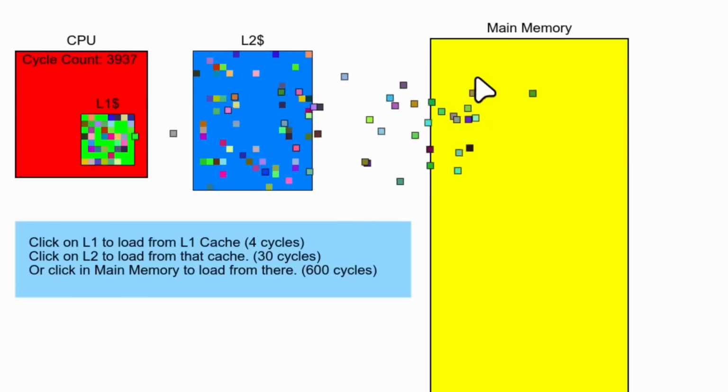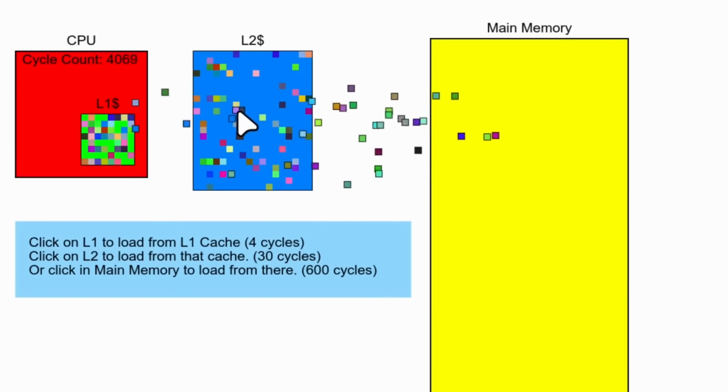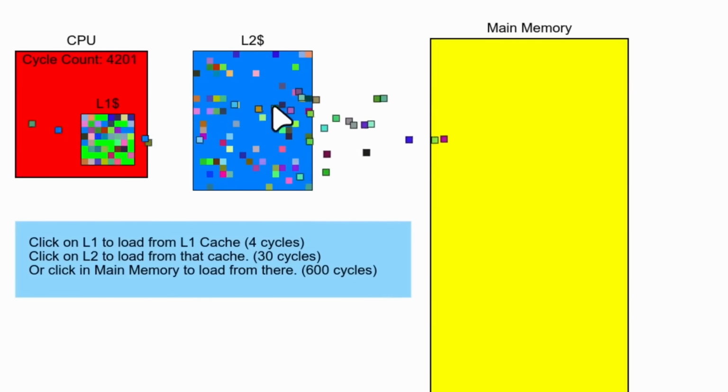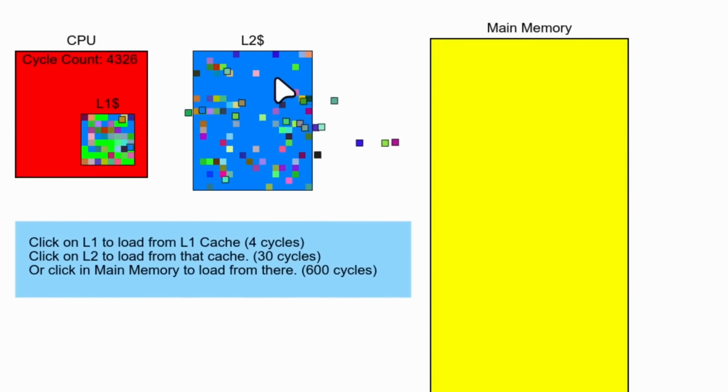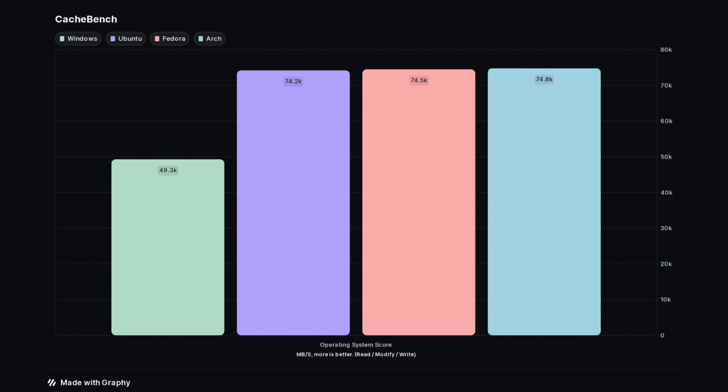Next, we have a memory test. This is going to be Geekbench. This is designed to test the memory and cache bandwidth performance. And in this test and the next few, we might see some clear Linux advantages. This one is more the better. This is measured in megabytes per second. This is the read-write modify test. And we can see here the winners in reverse order. We have Arch, Fedora, and Ubuntu, all hovering at about 74,000, and then we have Windows behind just under 50,000.